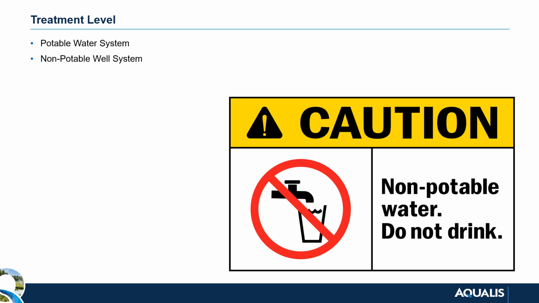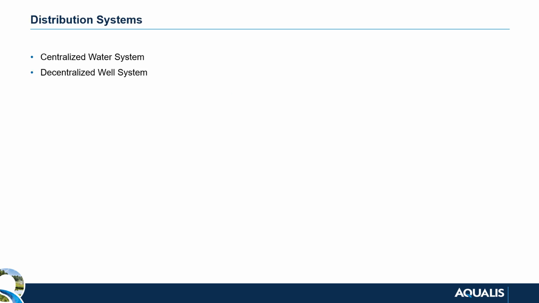How you treat the water is based on what the water is being used for. A potable water system is treated to meet drinking water standards and to ensure that it's going to be safe for consumption. A non-potable water system is water used for various purposes other than drinking, such as irrigation, industrial processes, or flushing of toilets.